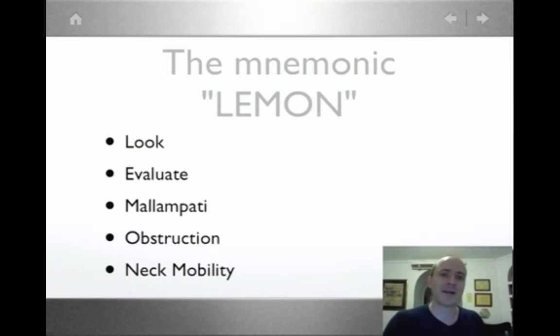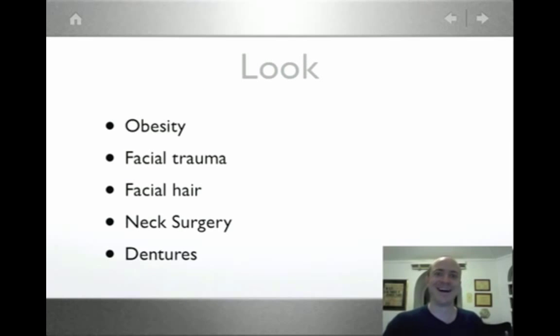So the mnemonic LEMON: Look, Evaluate, Mallampati, Obstruction, and Neck mobility. Mallampati is such a strange sounding word, isn't it? It sounds like what you would call the toilet facilities in some foreign country. But anyway, I'm sure it's somebody's name and I just insulted some very important person. No offense indicated.